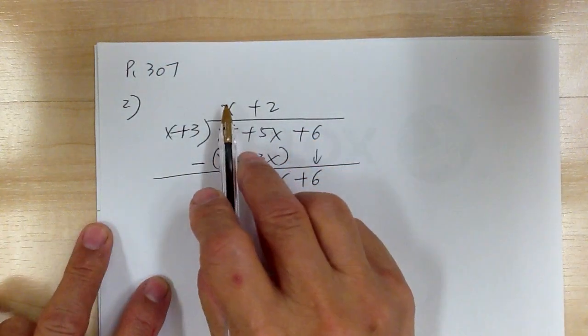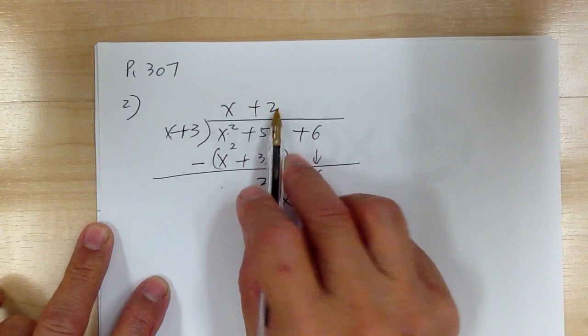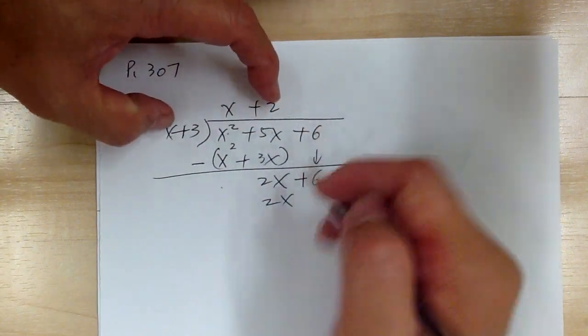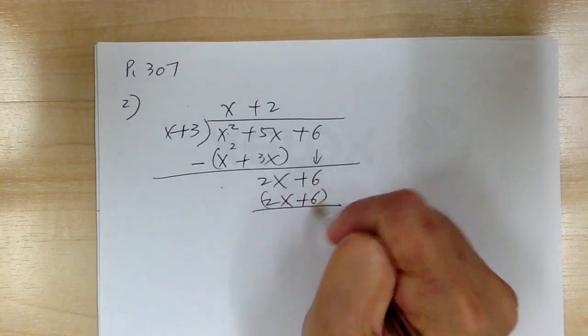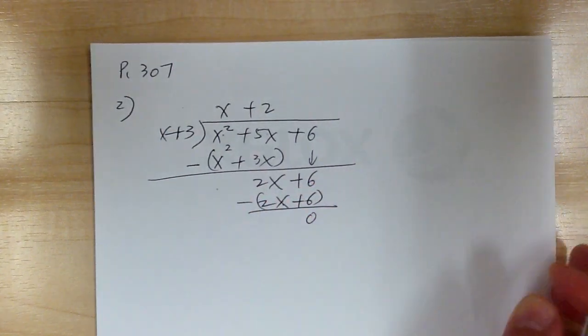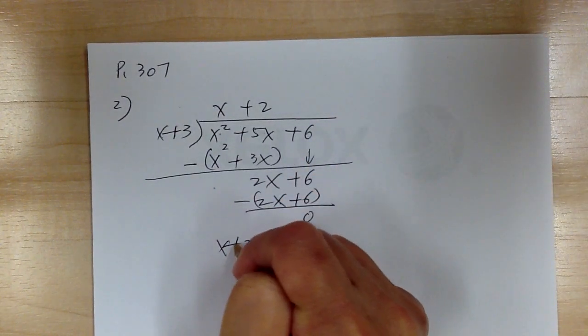And notice on the top, again, it always goes down in order, right? You got x to the 1 power, then you got x to the 0 power, right? Okay, so you multiply, you get 2x, multiply plus 6, and put in parentheses, subtract, to come out exactly. So in this case, the answer would be just x plus 2.